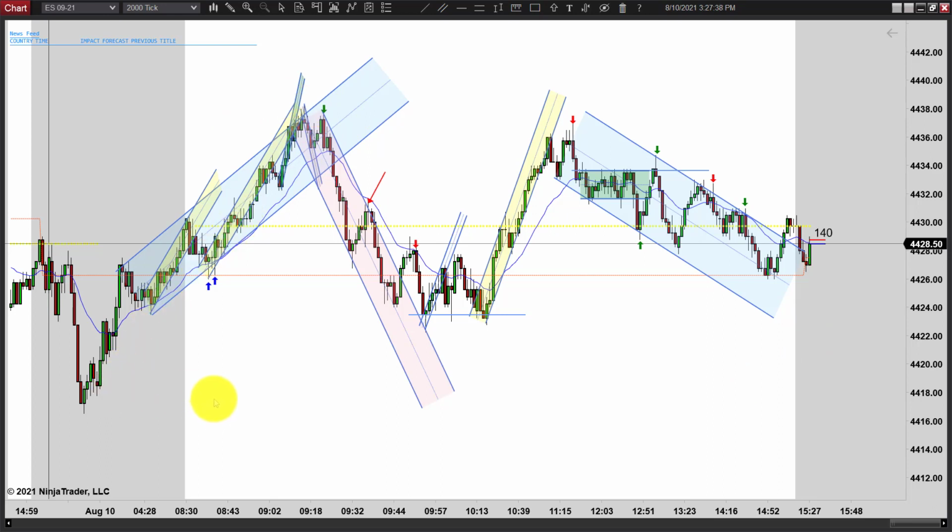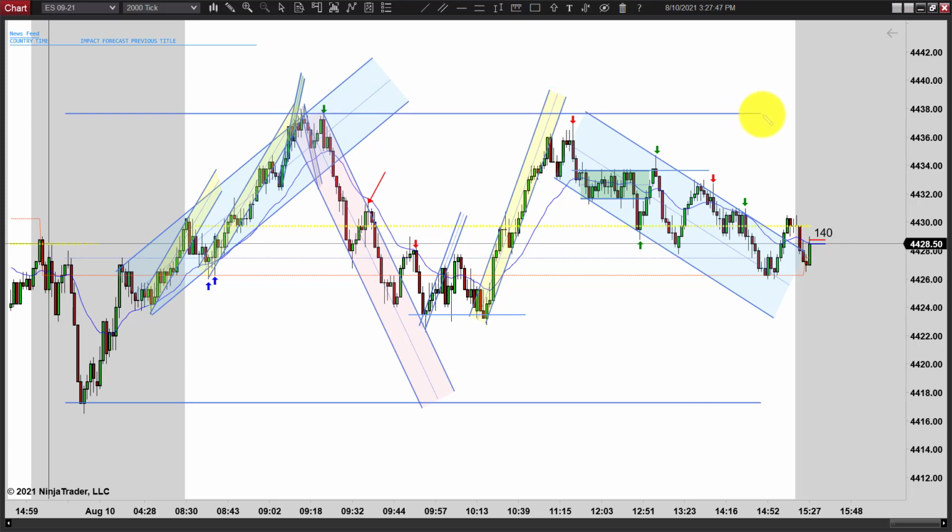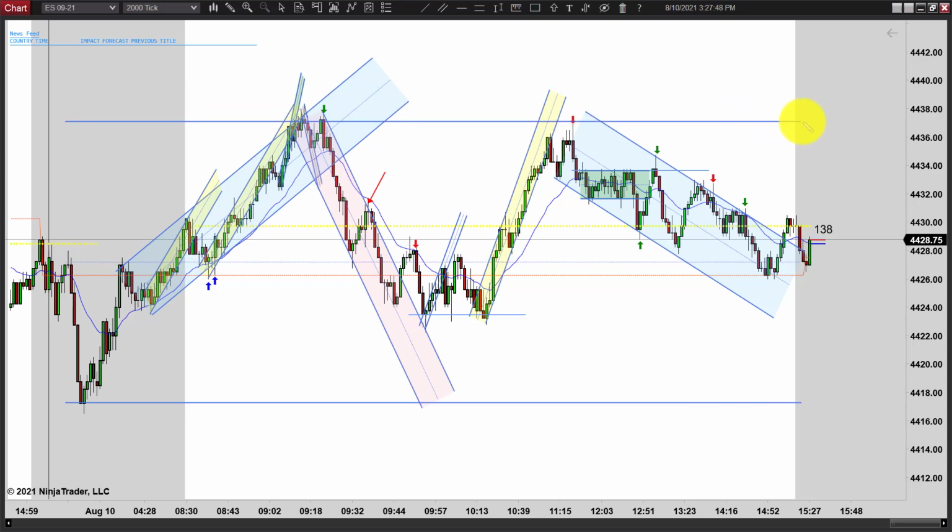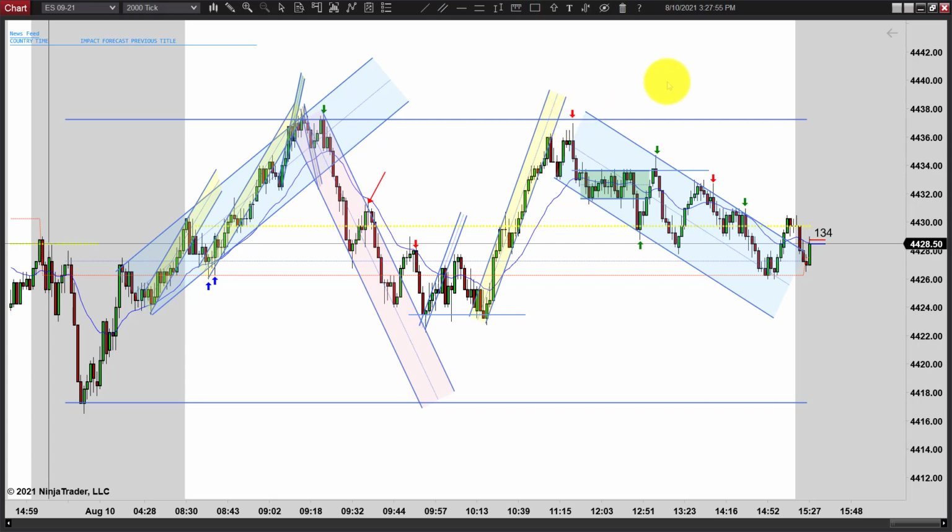So let's just put this on here and see what it looks like. Looks like we didn't quite get back up there on this high right here. But that's kind of what it looks like, and you can see there's a midline in there. You can see prices playing both sides of it.